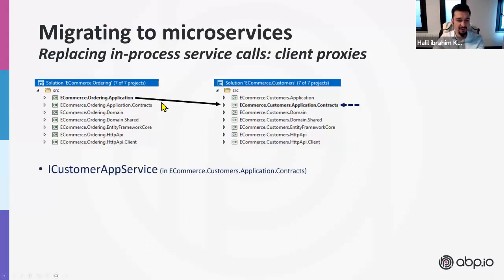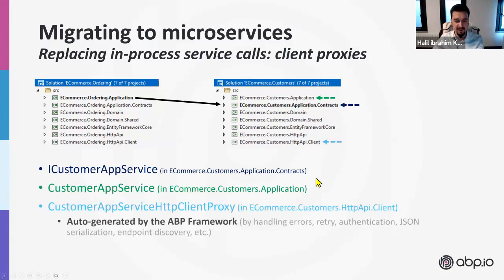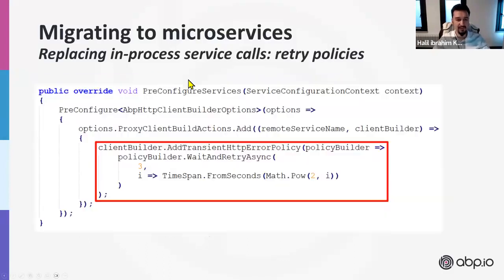When the ordering module has a reference to the customers' application contracts, in a monolith application we were using the application package, and in a microservice system, instead of the application layer, we will use the HTTP API client package. In this client package, ABP can also automatically generate the proxies for us. It also handles errors, retry mechanisms, authentication, serialization, endpoint discovery, and much more automatically. So you don't change any single line of code while migrating to microservices.